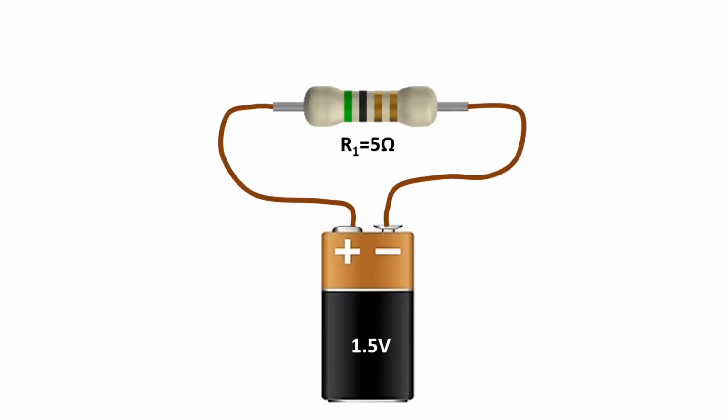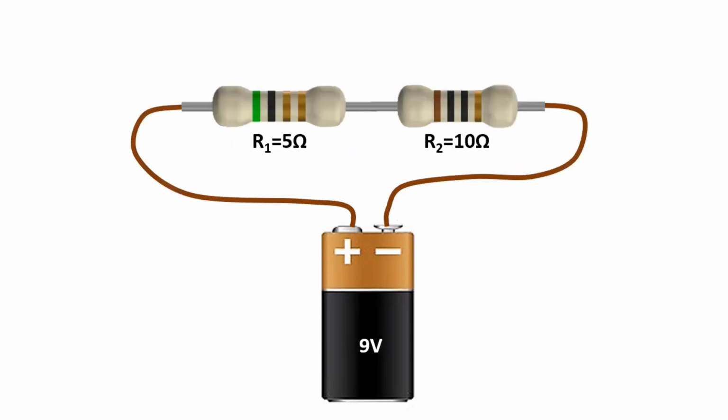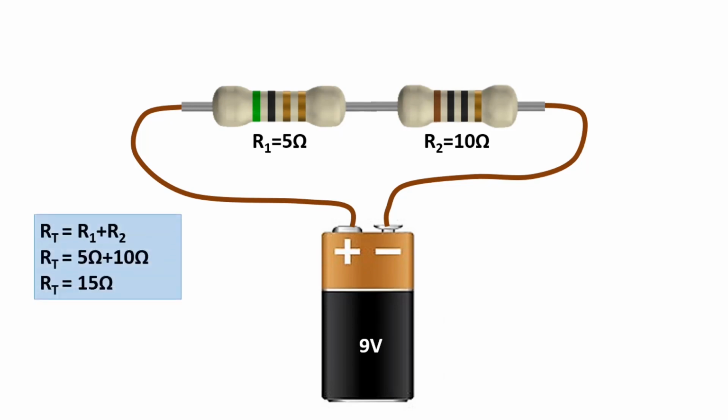Now let's look at how to find the voltage in series-connected circuits. If there is only one resistor in the circuit, the voltage across this resistor will be equal to the source voltage. The voltage across this resistor will be 1.5 volts. What if there are 2 resistors? First, we need to calculate the total resistance. Here, the total resistance value is 15 ohms from the sum of 5 ohms plus 10 ohms. The current value is 0.6 amps from 9 volts divided by 15 ohms.